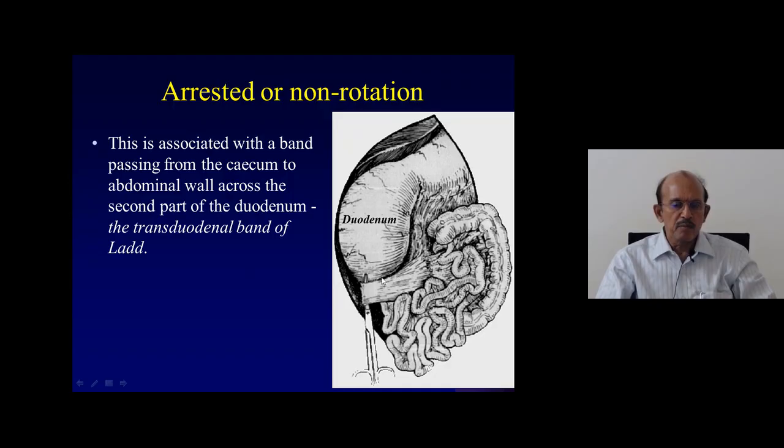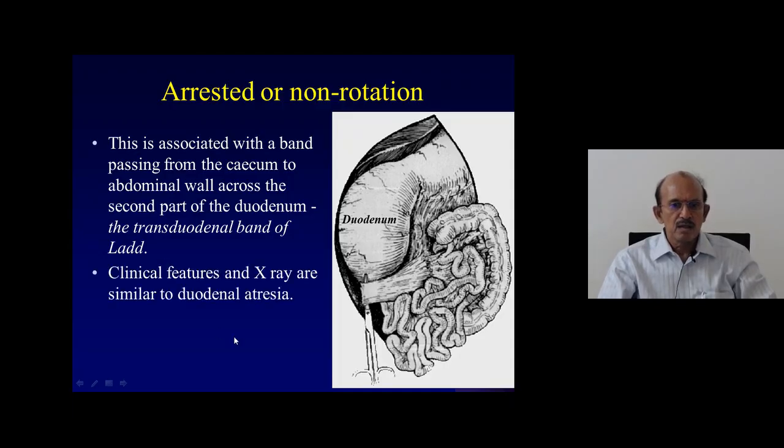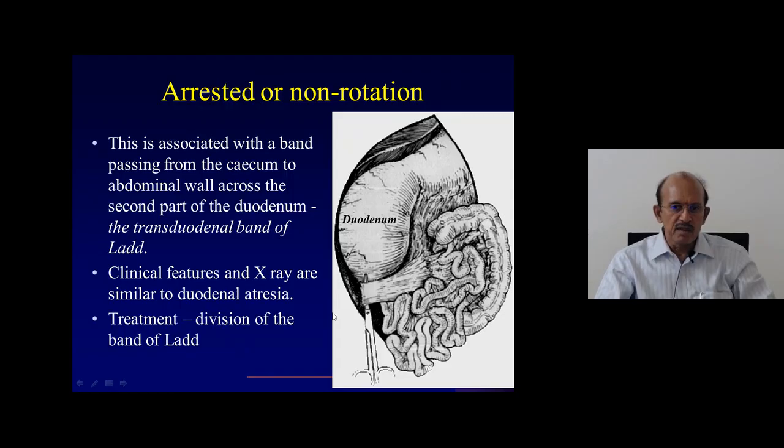And this band, because it goes to the anterior abdominal wall across the duodenum, causes obstruction to the duodenum. You can see here, the duodenum is obstructed here. Just like duodenal atresia, the duodenum is dilated here. So clinical features and X-ray are similar to duodenal atresia in this case. Of course, the treatment for this problem is you just cut the band, and that will relieve the obstruction.